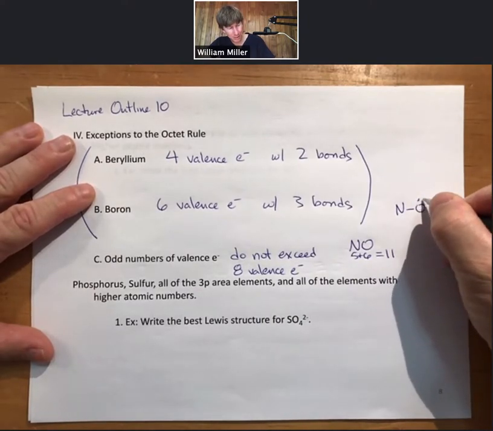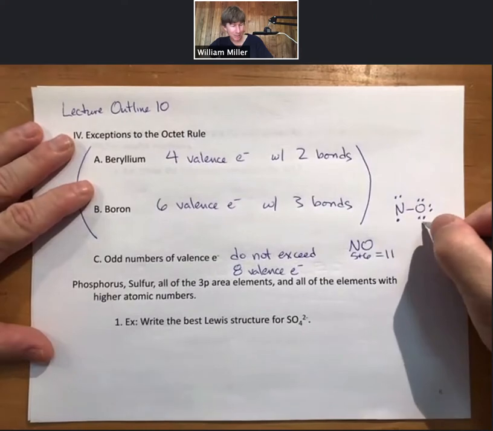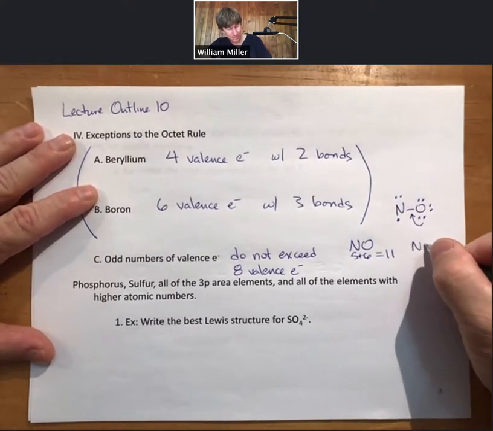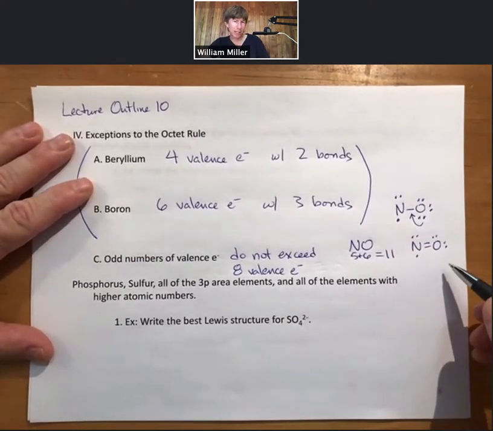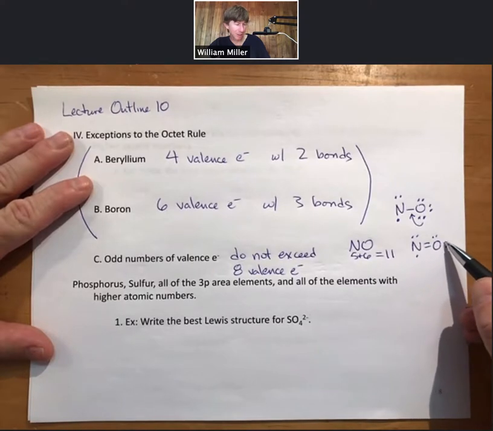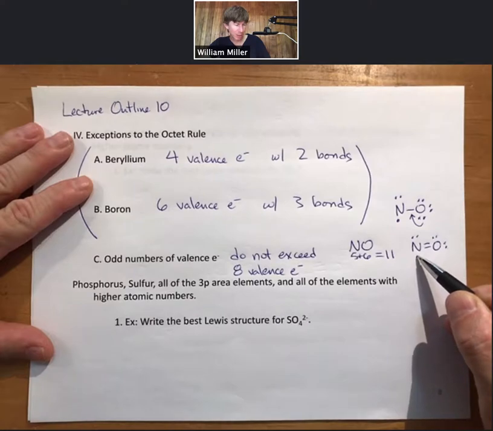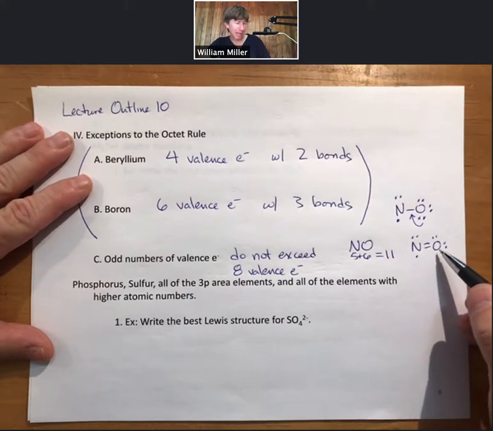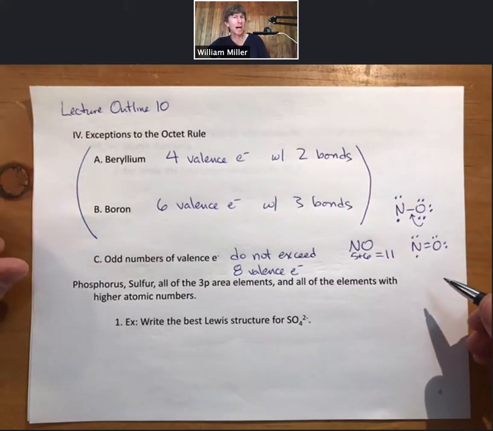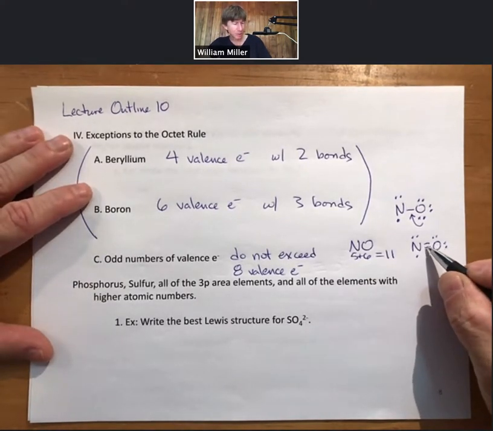So I have 2, 4, 6, 8, 10, 11, then form a double bond there, and we end up with oxygen with 2, 4, 6, 8, an octet, and nitrogen with 2, 4, 6, 7. When we do a formal charge analysis, you'll see why I chose to put the single electron on nitrogen. Oxygen has 2 bonds and 2 lone pairs.